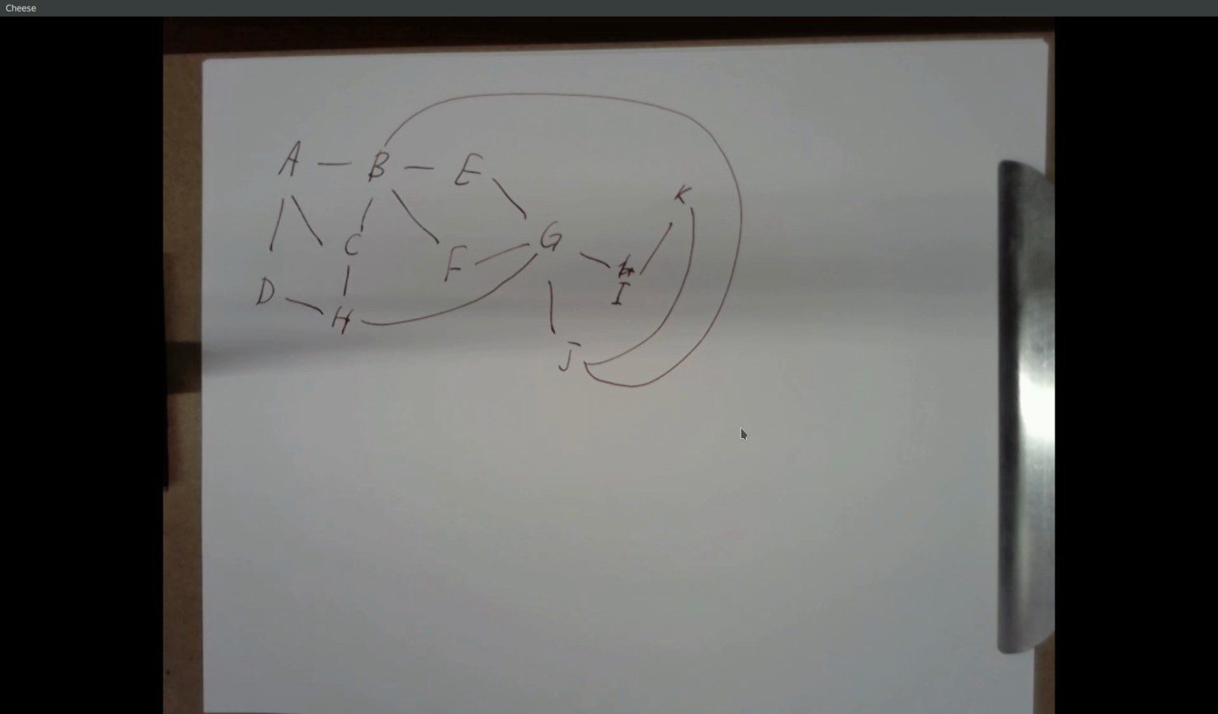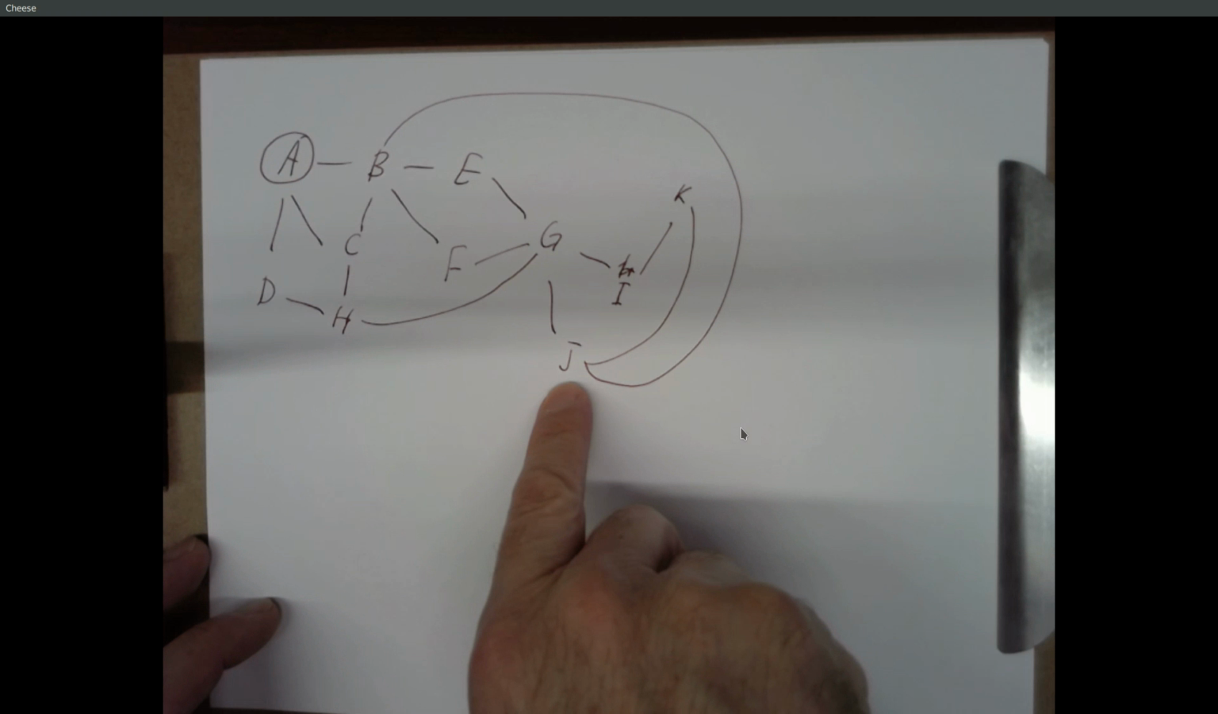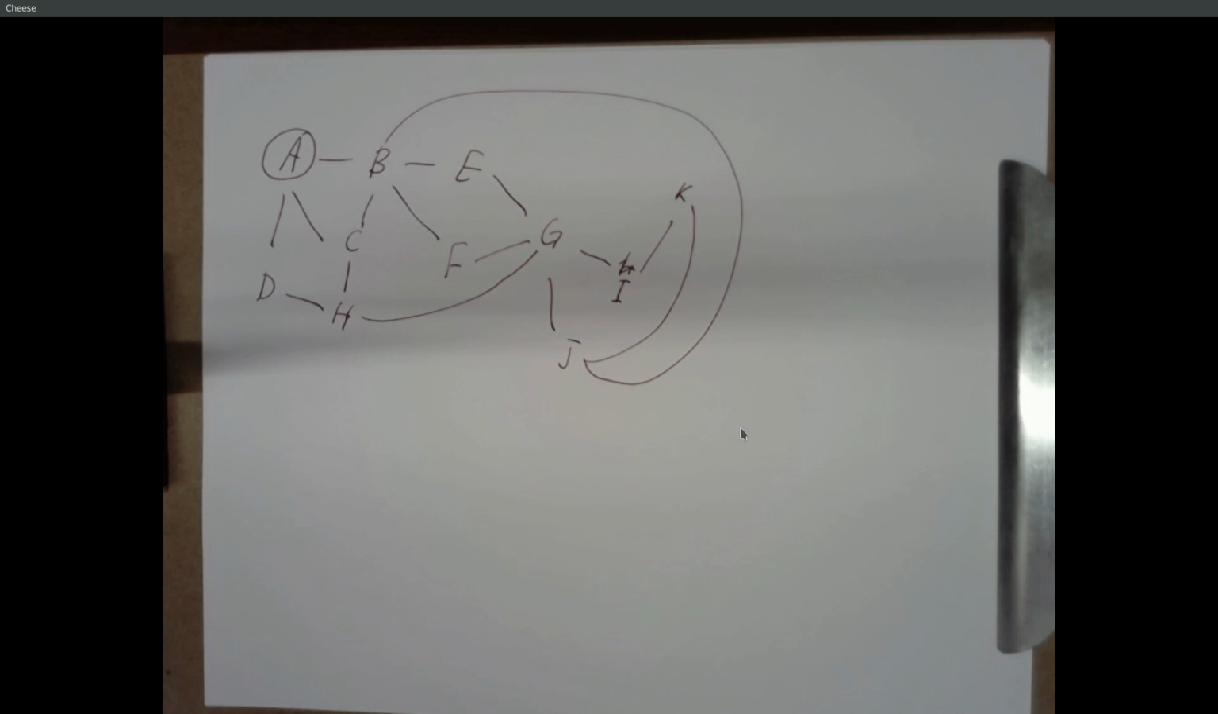Let's suppose we're trying to find how closely anybody is connected to person A. Everybody seems to be connected. For example, K goes to I, goes to G, goes to F, goes to B, goes to C, goes to A. There's a big long connection. But K also goes to J, which goes to B, which goes to A. That's a shorter connection. So the goal here is to find the shortest path from A to some particular node.